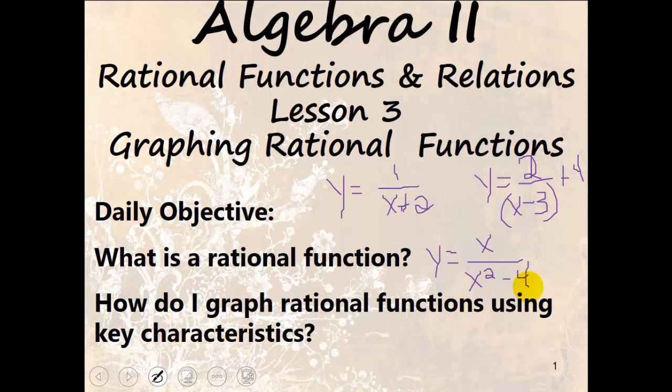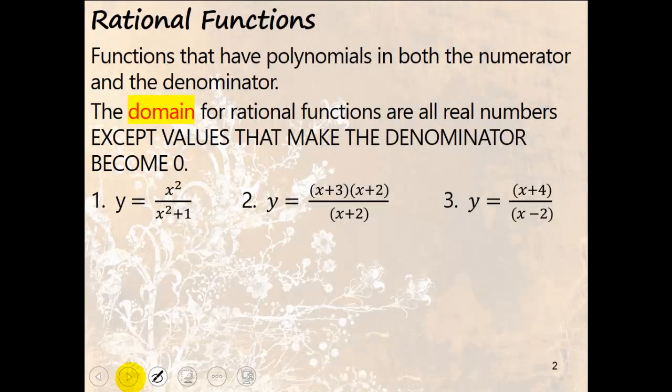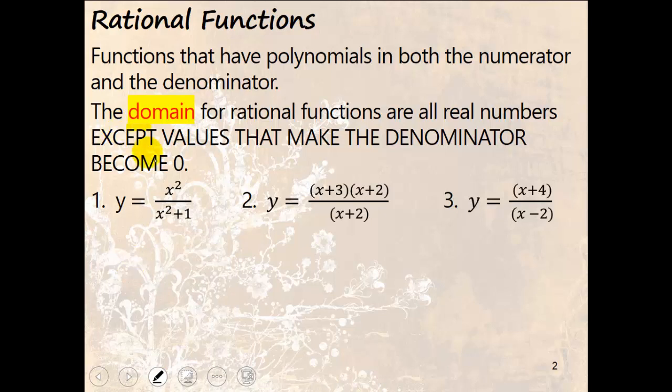We're going to use Desmos to sketch it, but we're going to identify the key components that Desmos doesn't give us. Functions that have polynomials in both the numerator and the denominator, that's a rational function. The domain is going to be any real number except, circle that word except, the values that make the denominator become 0. Super important that you understand that phrasing.